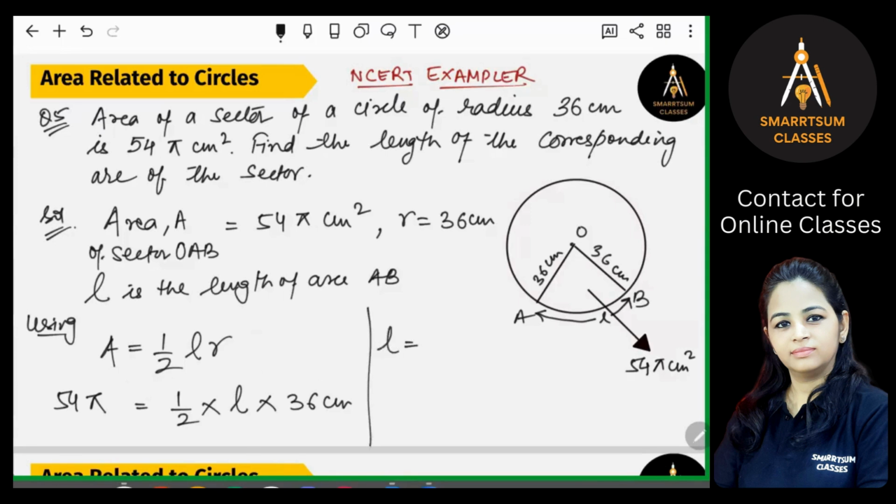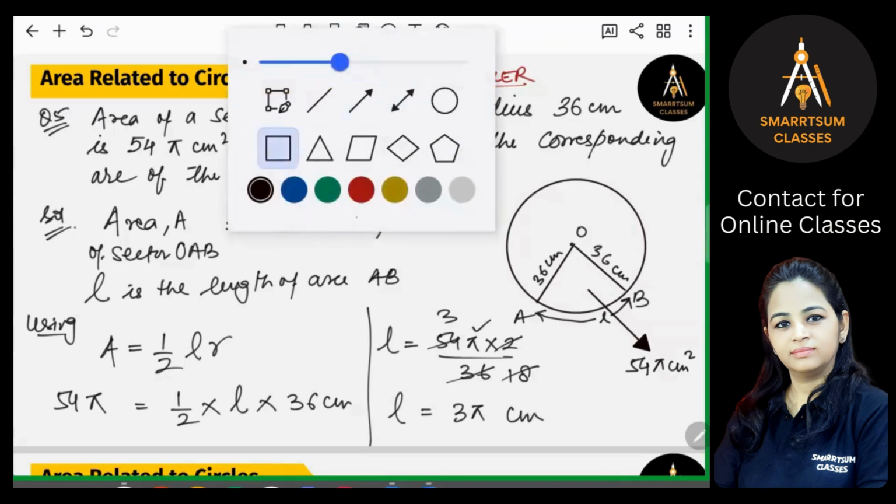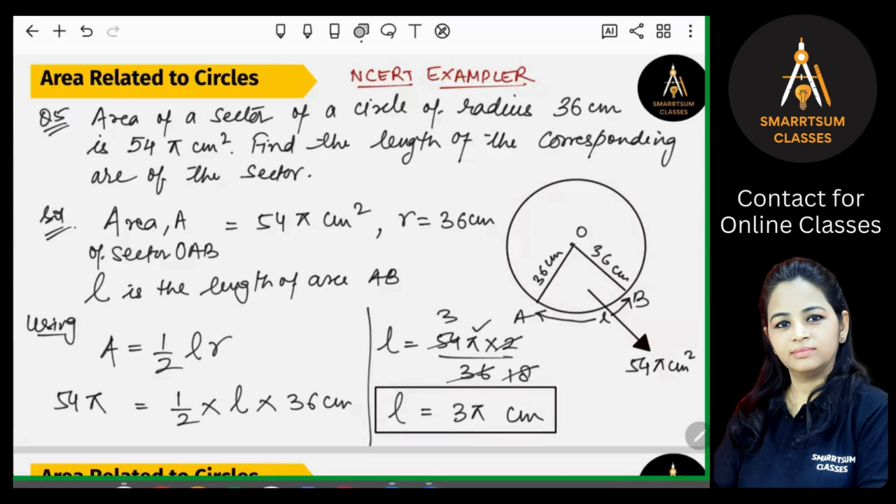So L is equal to 54 pi into 2 divided by 36. So you can see that L is equal to 3 pi centimeter. We have pi also here. So in this way we get the value of L, that means the length of the arc AB. You can also write it in decimals, just put the value of pi, 3.14, into 3, and that will be the value of L in decimals.